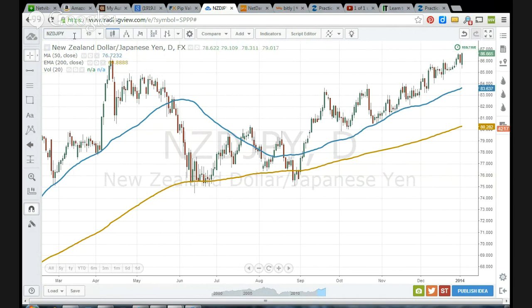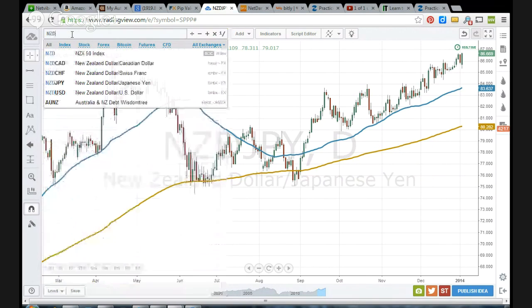Kiwi yen, no opportunity here. Same situation. Just waiting for a pullback of some type. And if we don't get the pullback, we may miss out on the opportunity. Obviously, it would have been great to enter here, or here, and just keep riding it. However, we'll see. That's not in the cards at the moment.